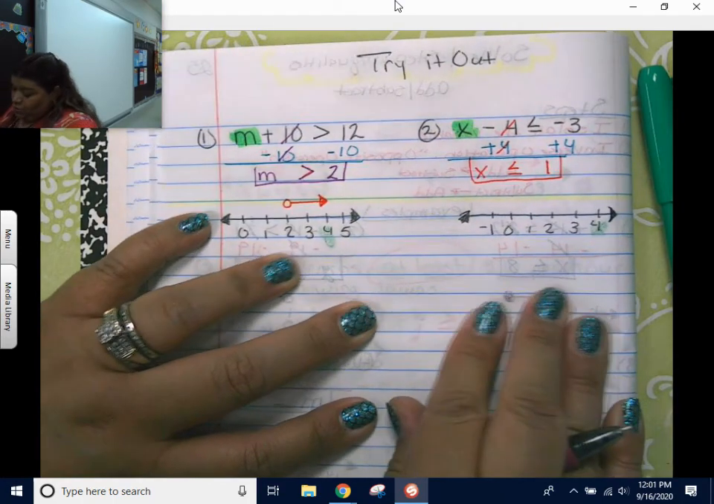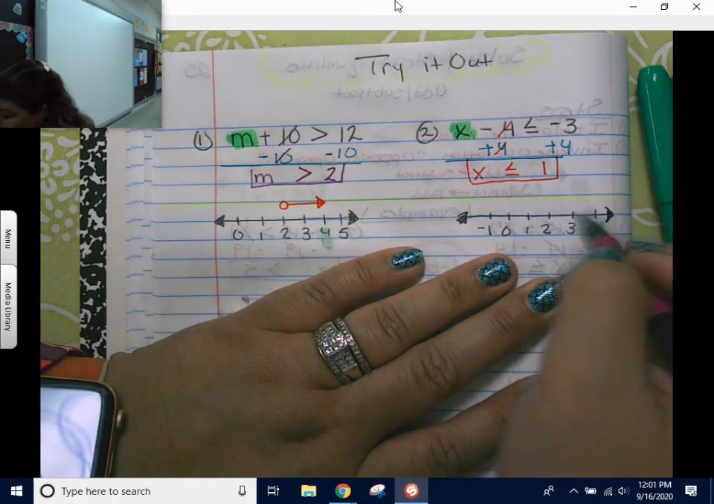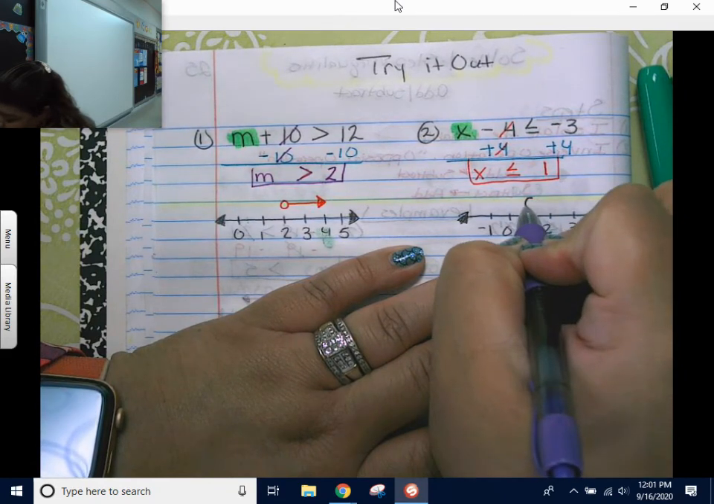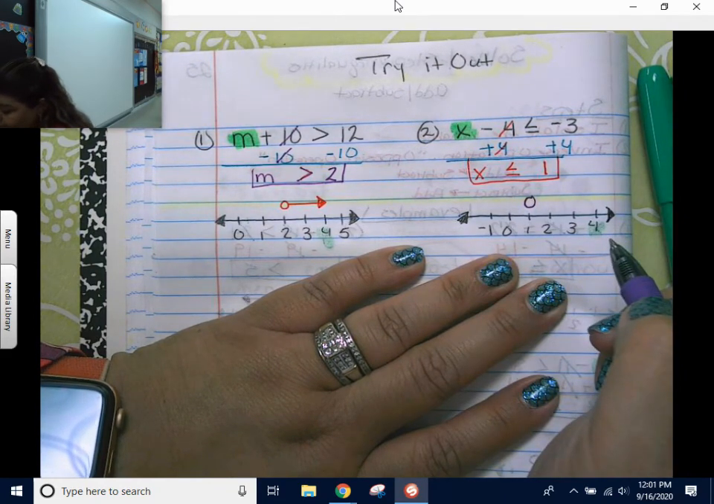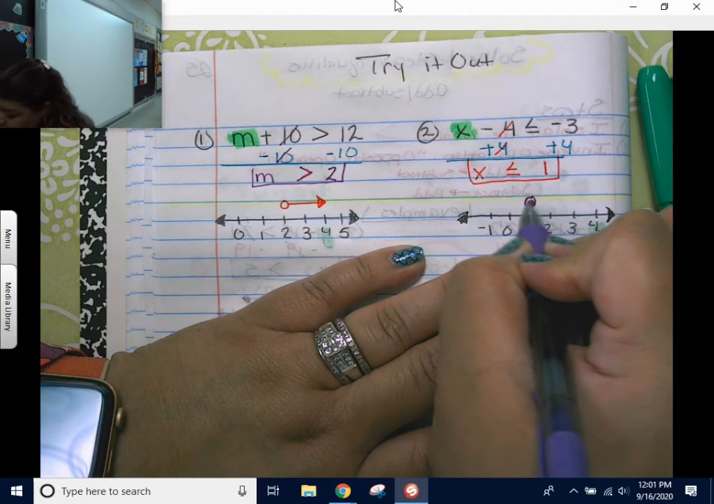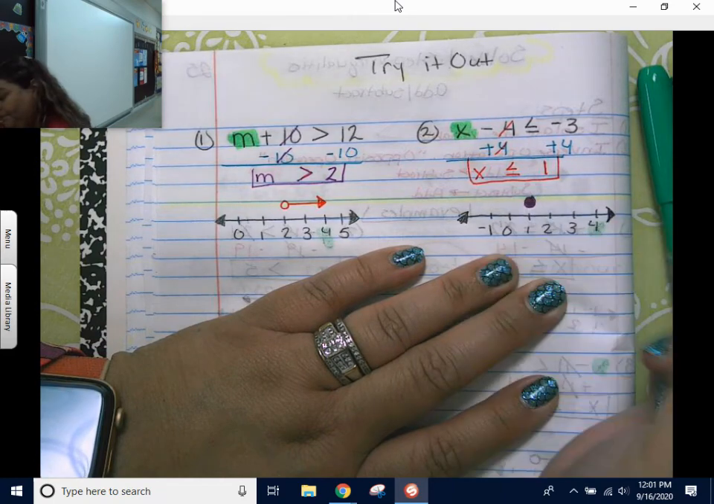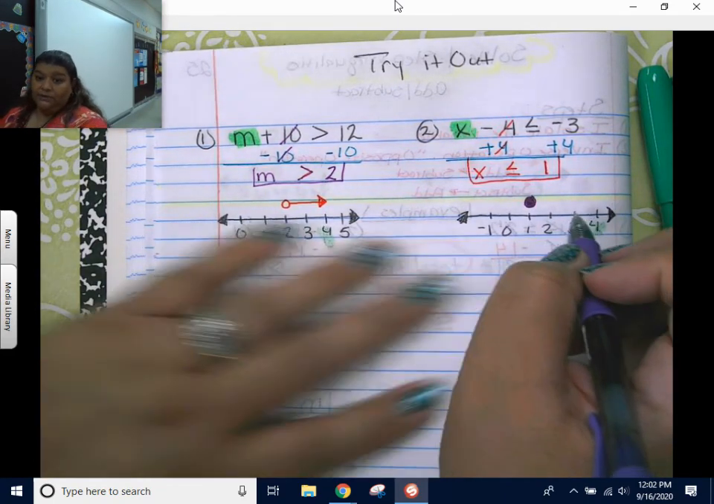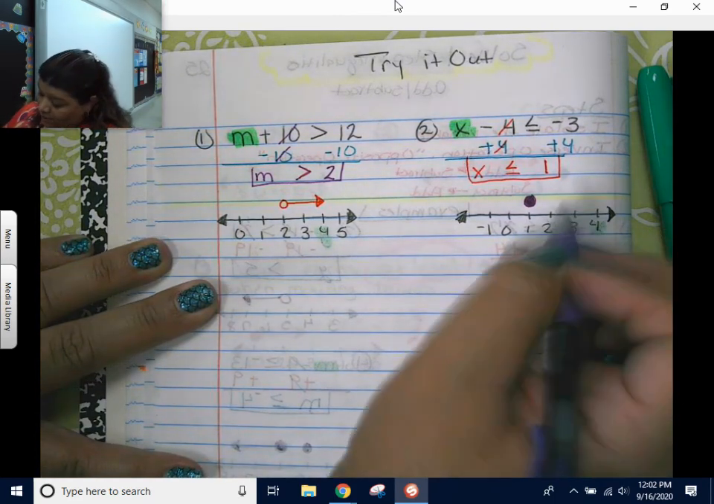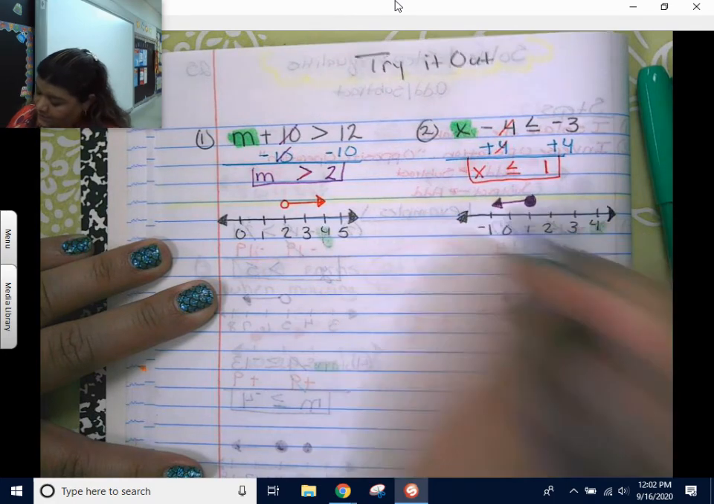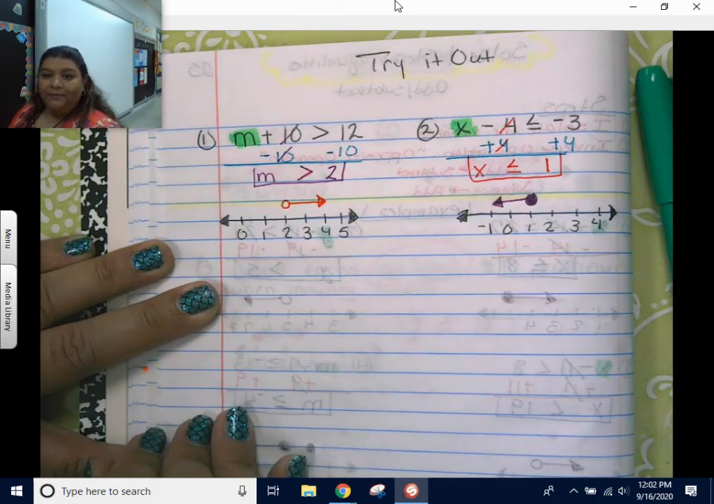Now I get to draw it in. 1 is where I start. I see that my answer is included. So I'm going to draw it in right there. Okay? And then it says all my answers are less than or equal to +1. So I'm going to go in the left direction. Just like that.